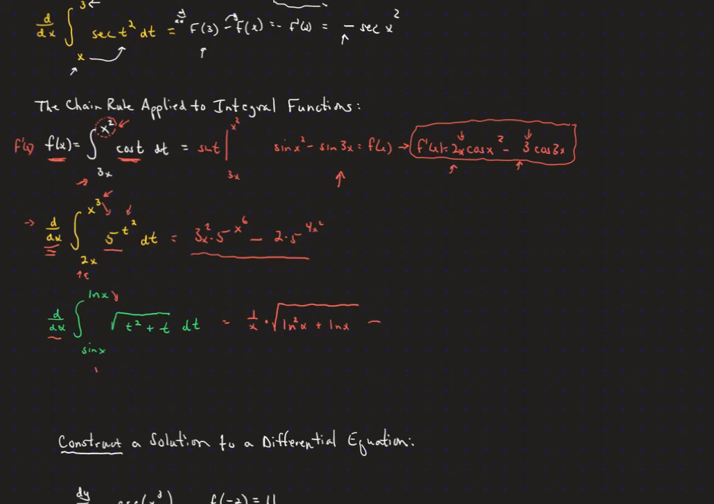Minus, we're going to plug in the sine x. So that's going to be the sine squared of x, sine of x squared, plus the sine of x, all that is in our radical. And then the chain rule part is going to be times the derivative of sine x, which is cosine x. This is going to be our derivative of that integral function.